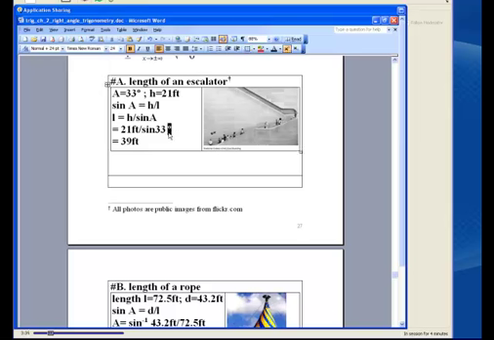Let me copy a degree sign from somewhere. Next exercise.